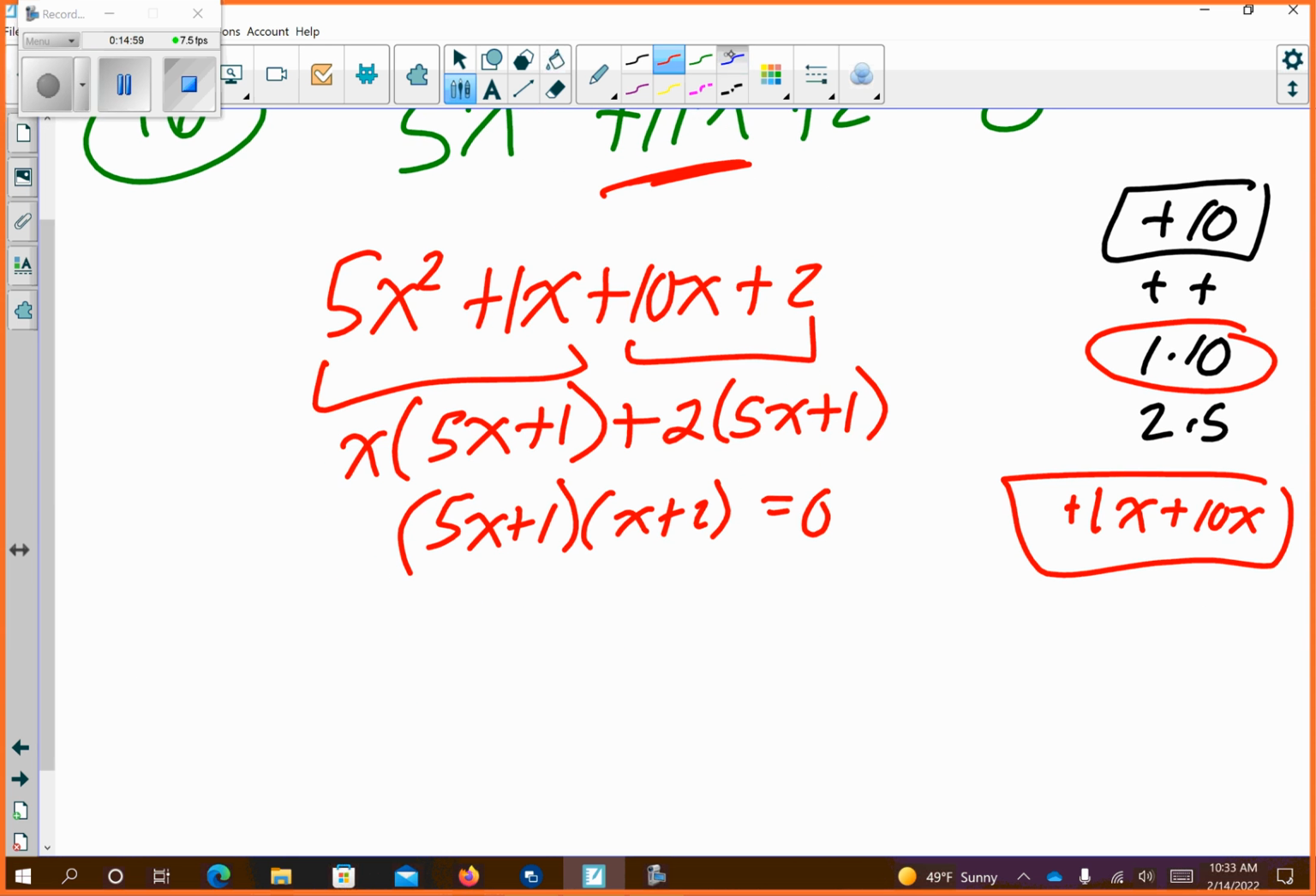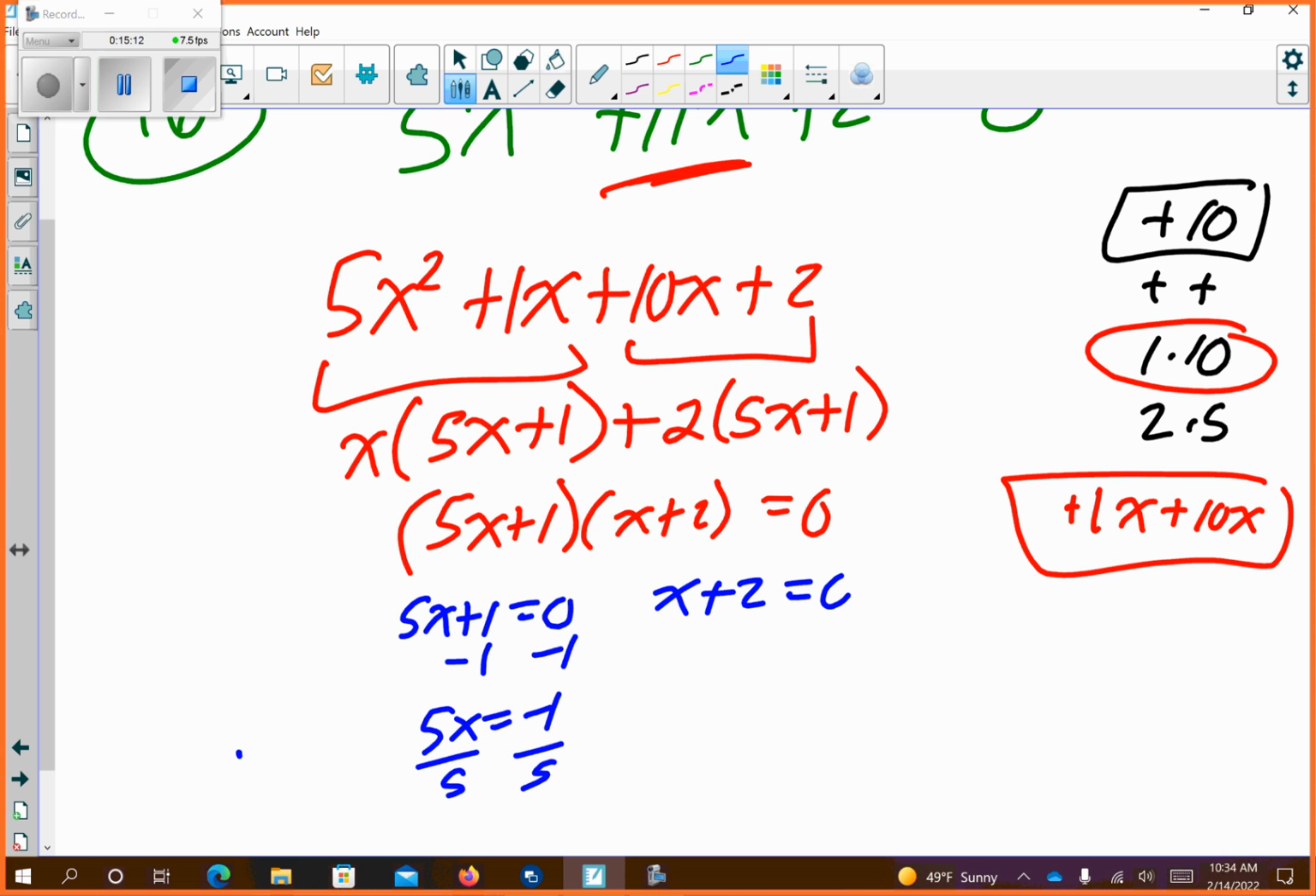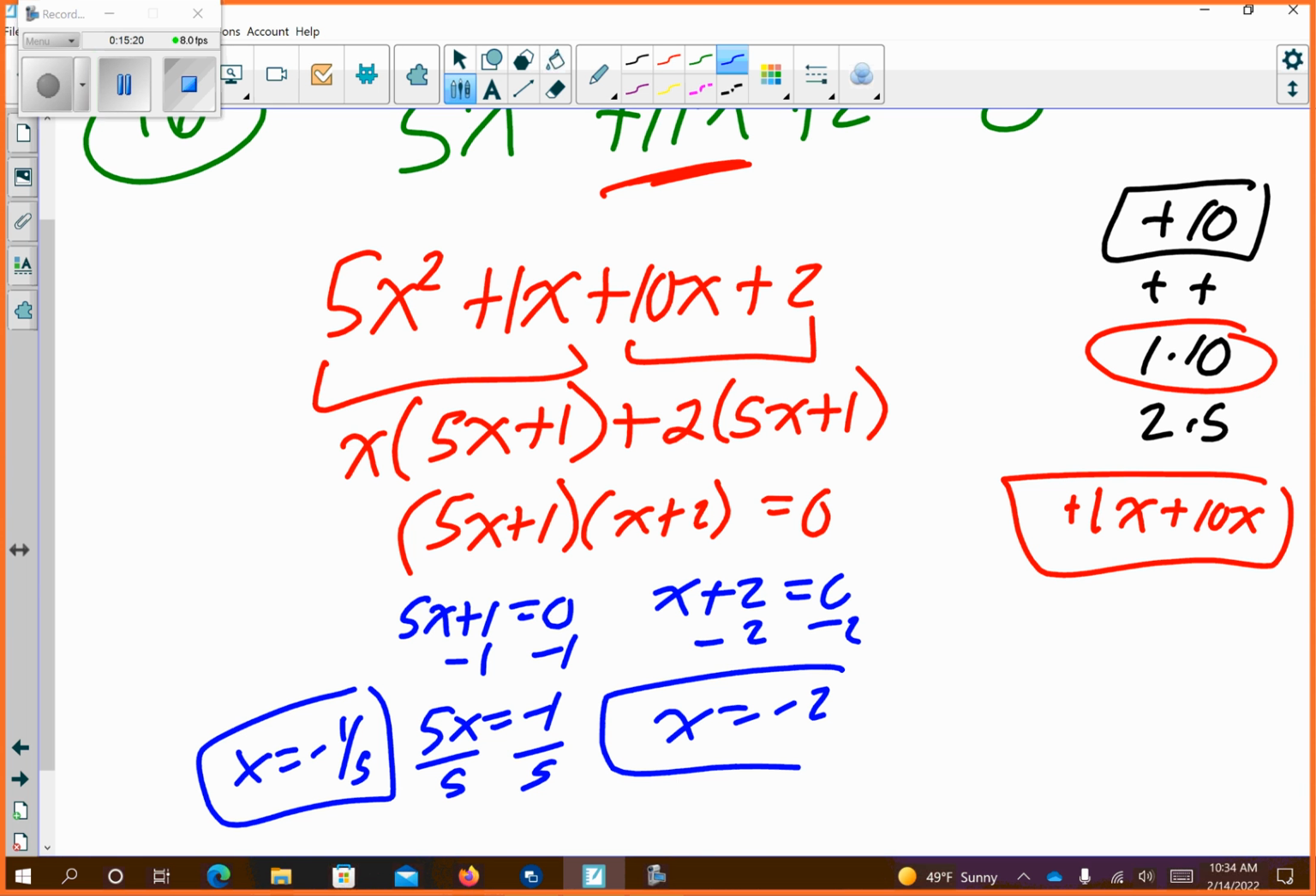Thanks for asking about this one, because it's a two-step equation. All right, minus 1, so I get 5x equals negative 1. Divide by 5, divide by 5. So x equals negative 1/5. And then minus 2, x equals negative 2. There's my two answers. We good?